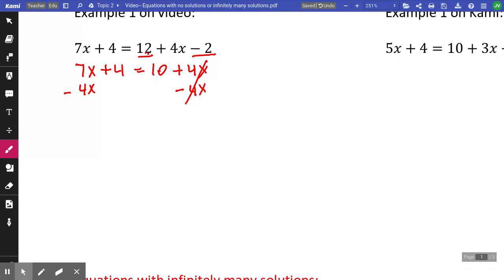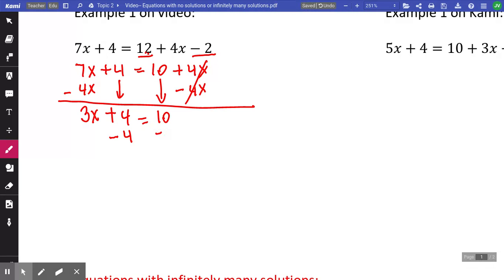Look how I wrote the minus 4x right under the 7x. So by subtracting 7x minus 4x, I get a 3x there. I will bring down this 4, plus 4 equals, I'll bring down this 10 that's left on the other side. Now I'll cancel the 4 by subtracting 4, because plus 4 minus 4 will cancel that. Whatever I do to one side, I'll do to the other. So we have, this is canceled. We have 3x equals 10 minus 4, 6.